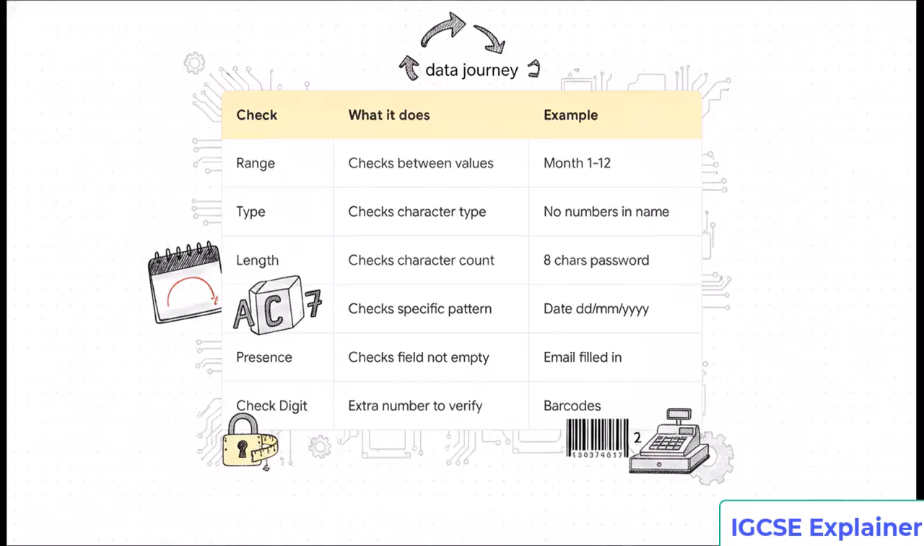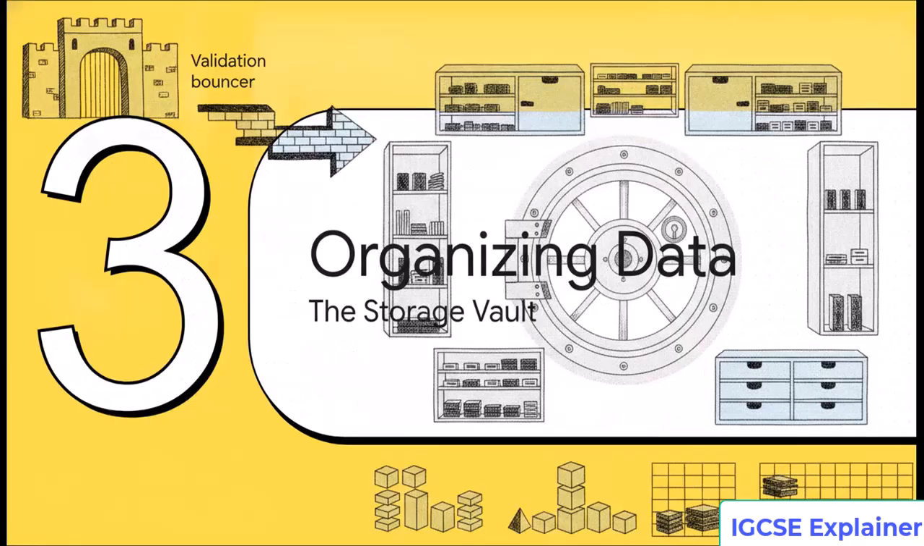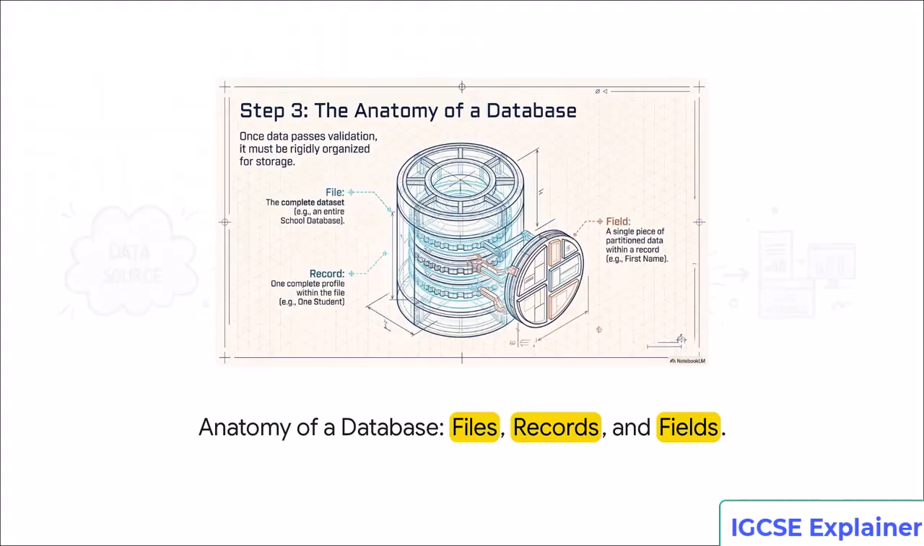These are brilliant little extra numbers tacked onto barcodes, specifically designed to instantly spot if a tired cashier makes a typing error. All right, moving right along to step 3, organizing data, the storage vault. Now that our data has survived the validation bouncer, by proving it's reasonable, it needs a permanent, highly organized home. Welcome to the storage vault.